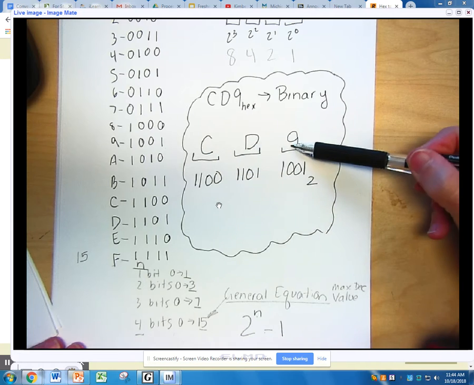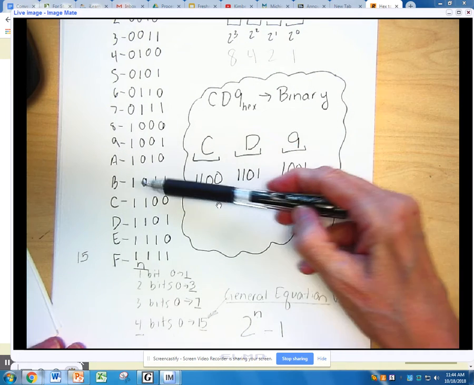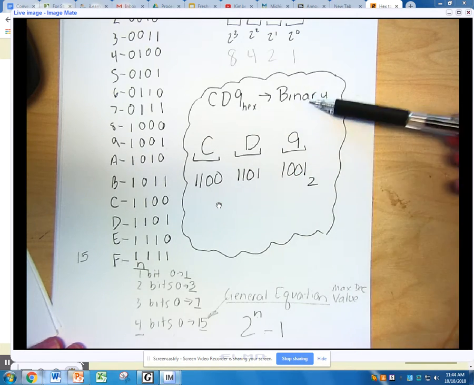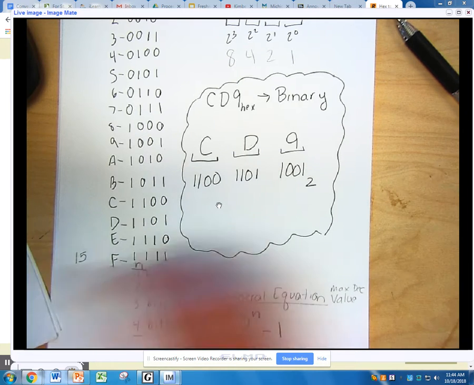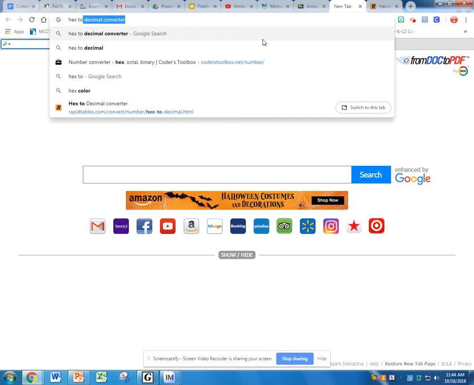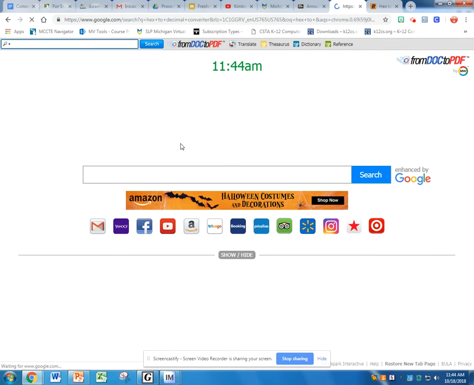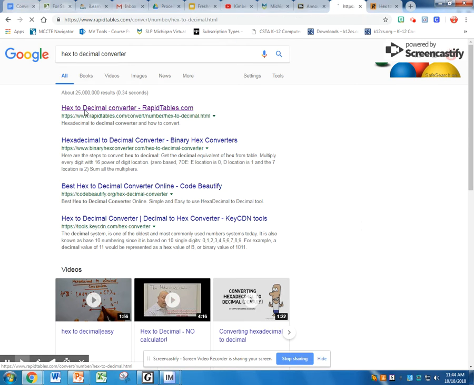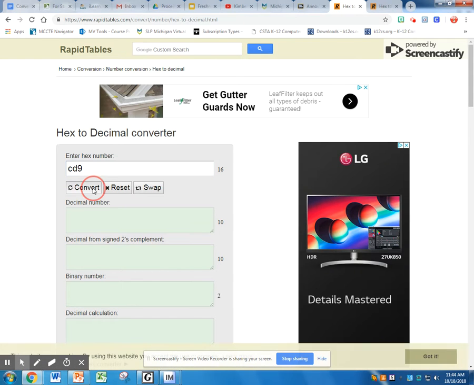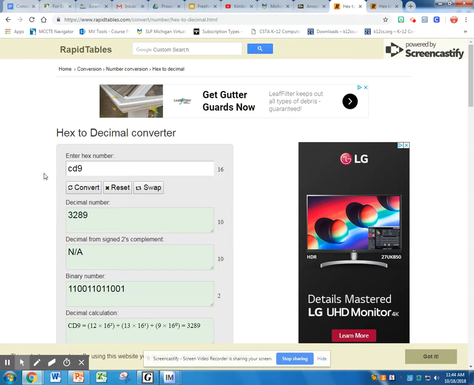Every hex number is represented by 4 bits. So it's super easy to go from hex to binary and from binary to hex. So if I go back to my hex to decimal converter, I'm going to type in that CD9 again. Now, if you noticed, we also have the bit pattern down here, the binary number, and we can confirm what we did was correct. So it's correct.